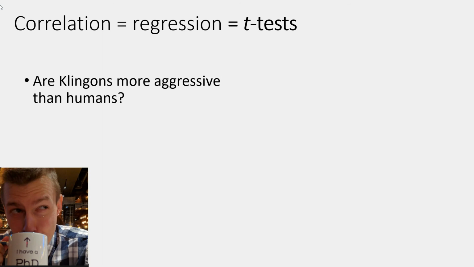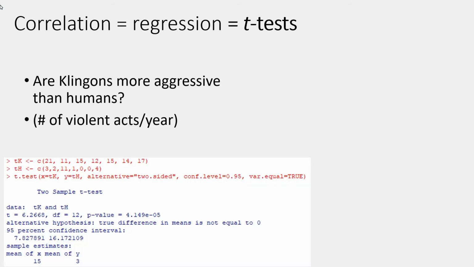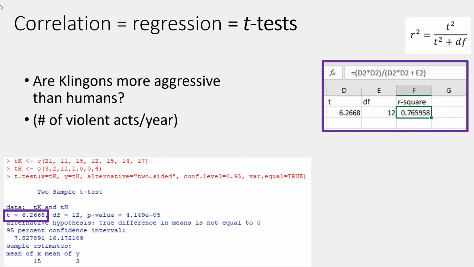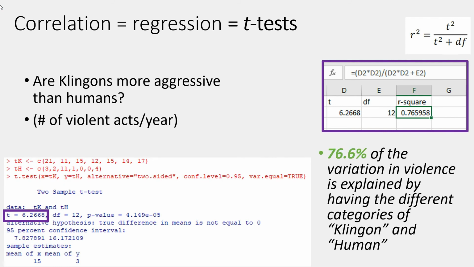From the t-test lecture, we have the example used for the independent t-test. Are Klingons more aggressive than humans? We end up with an observed t-score here of 6.2668. The p-value is telling us the data are very unlikely in the universe where Klingons and humans are equally aggressive, and from these estimated parameters we can compute our R-square effect size, from which we learn that we are explaining or accounting for 76.6% of the variation in violence with our Klingon versus human distinction.